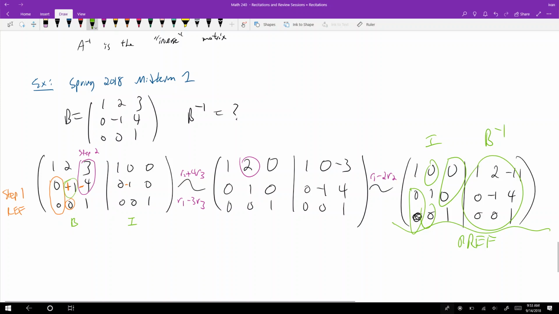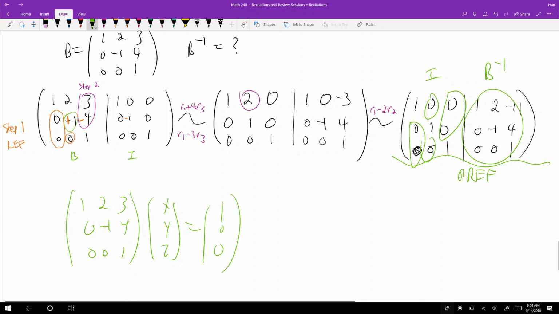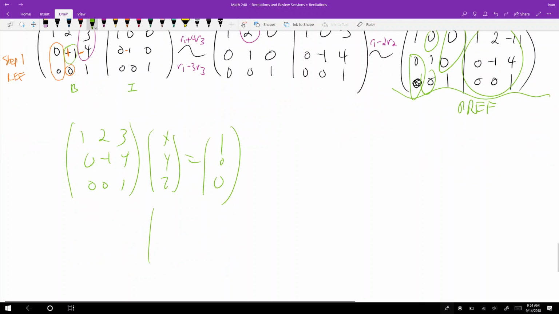You're essentially simultaneously solving all of the equations at once. So what you're actually doing is solving [1, 2, 3; 0, -1, 4; 0, 0, 1] times (x, y, z) equals (1, 0, 0), right? And then you're also solving the same matrix times (x2, y2, z2) equals (0, 1, 0). But what does that conceptually mean?